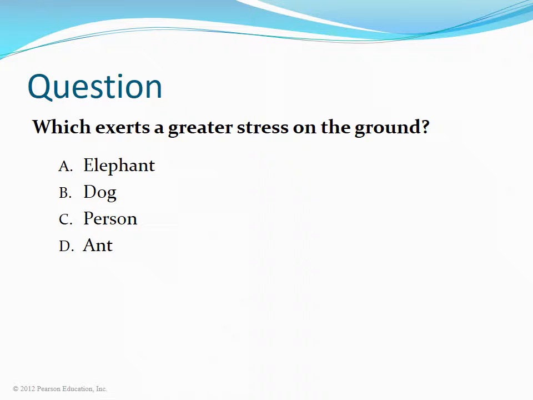Which exerts a greater stress on the ground? An elephant, a dog, a person, or an ant? The correct answer is C, the person. But it is a bit of a trick question because it occurs under special conditions.